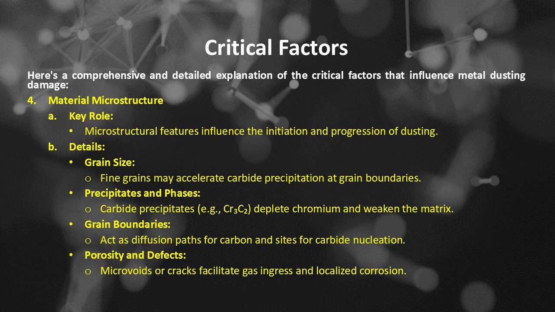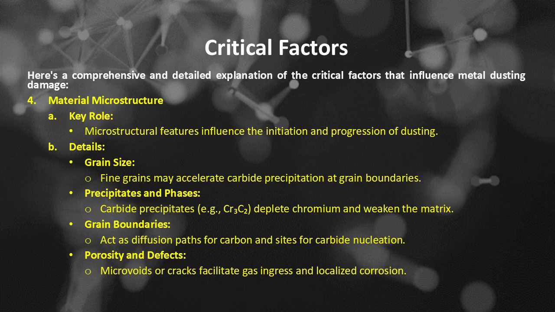Number 4 of the critical factors that influence metal dusting damage is material microstructure. Key role: microstructural features influence the initiation and progression of dusting. Details of material microstructure include: the first is grain size. Fine grains may accelerate carbide precipitation at grain boundaries. The second is precipitates and phases. Carbide precipitates such as Cr3C2 deplete chromium and weaken the matrix.